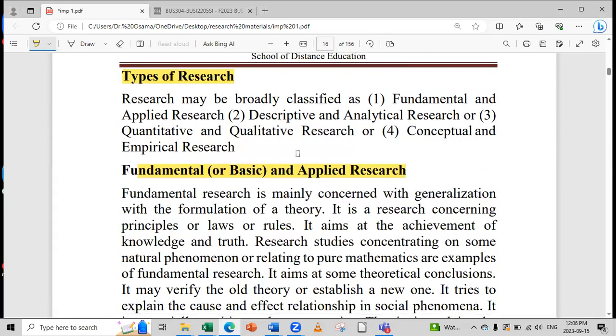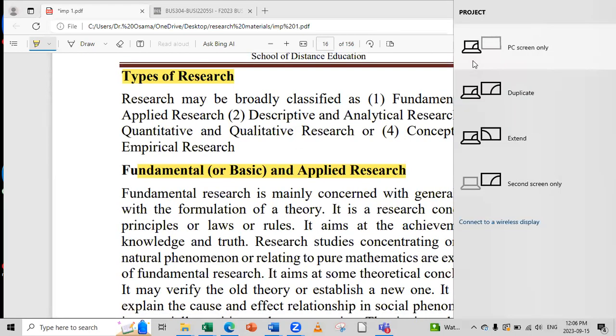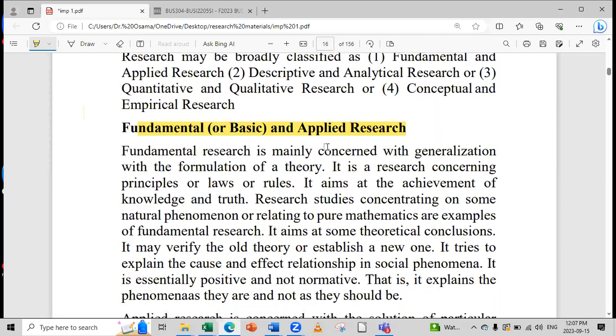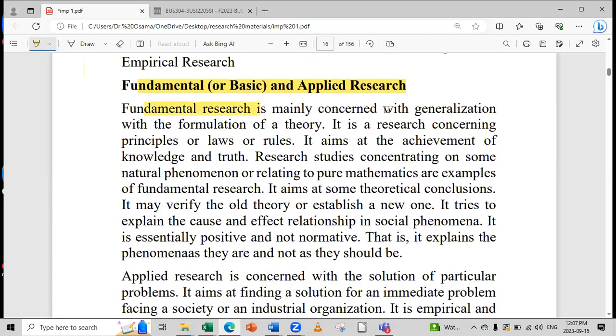I will go now to the types of research. What are the types of research? We have fundamental or basic research, and applied research. Fundamental research is mainly concerned with generalization, with the formulation of a theory.